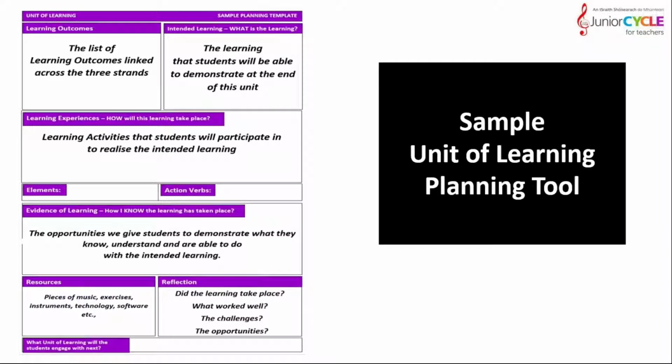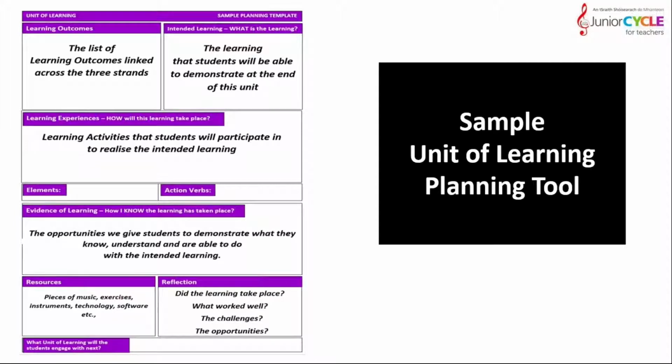Now that we have identified the intended learning for the year and have aligned it with our evidence of learning, we want to plan deeper into each unit of learning. Here is a suggested planning tool to support you with this, and let's go through it. So, learning outcomes. These come from our graphic organiser, where we linked the learning across the 3 strands and we plotted our 36 learning outcomes into the required number of units.